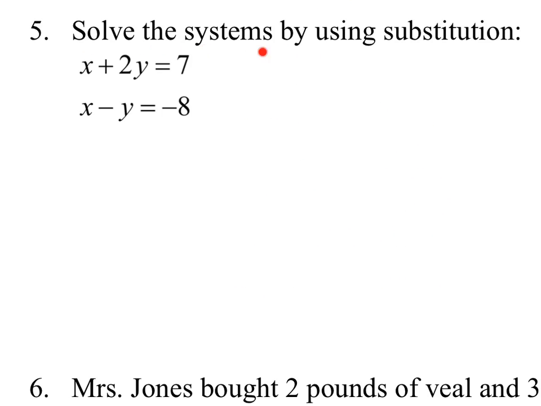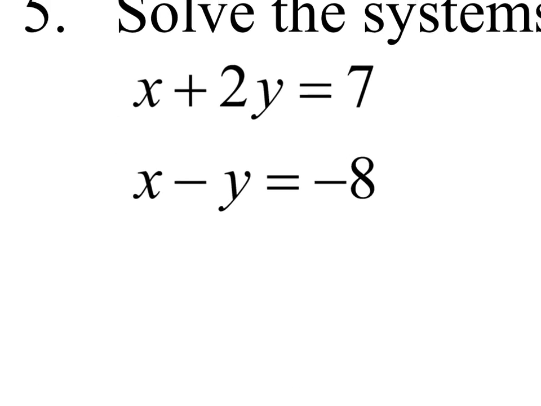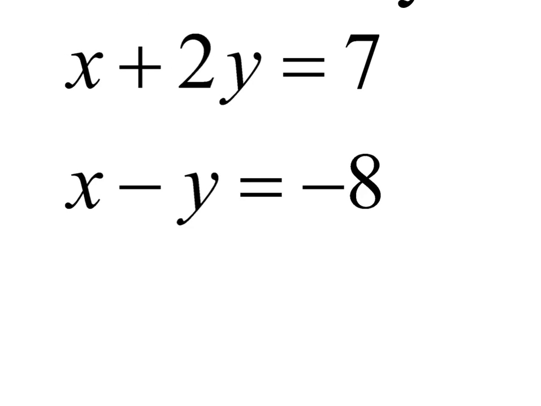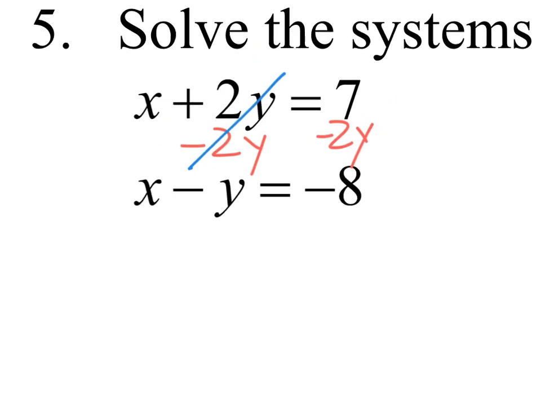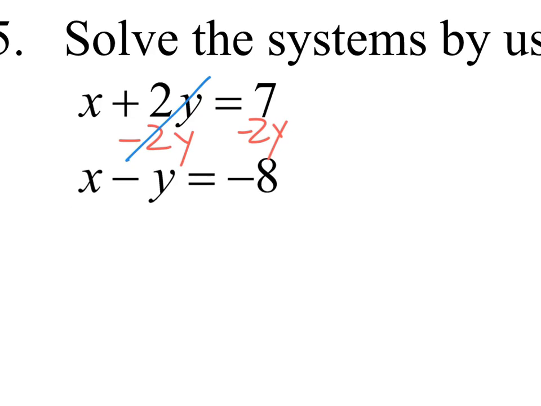Question number 5 says, solve the systems by using substitution. So let's take a look at each of these. We're using substitution, meaning that we're going to have to isolate a variable. Let's isolate this x. To do that, we're going to get rid of this 2y by subtracting it from both sides. And now I know that 2y minus 2y is a whole lot of nothing, and we now know that x equals 7 minus 2y.